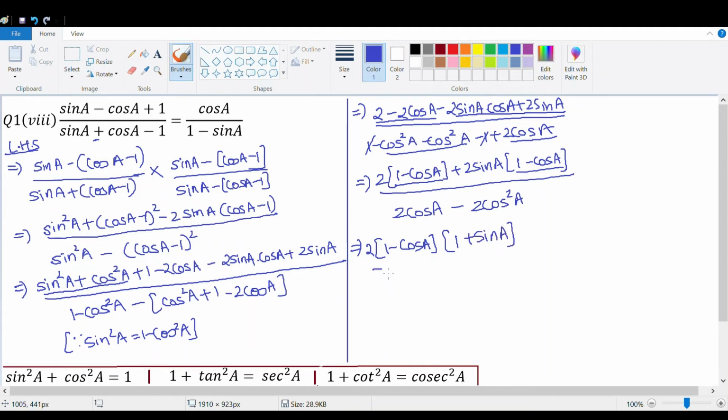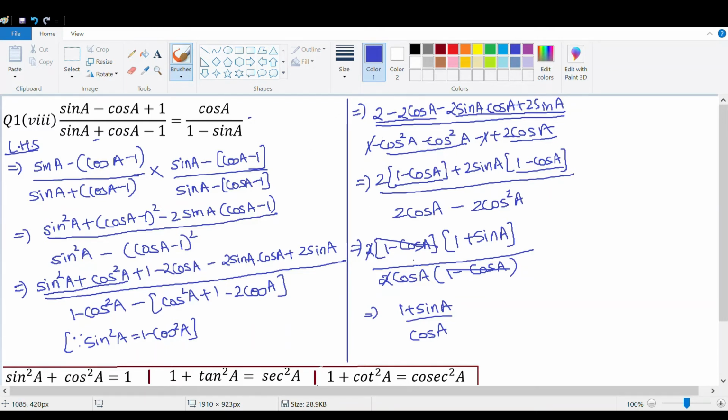And in the denominator, I have 2 cos A common, and I am left with 1 minus cos A. So 1 minus cos A and 1 minus cos A get cancelled. In fact, 2 and 2 also get cancelled. So what I am left with is 1 plus sine A upon cos A. Oh, I didn't reach the answer that I was expecting. I still need to get here. I haven't reached this place yet.